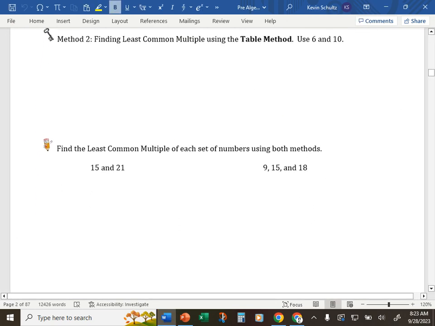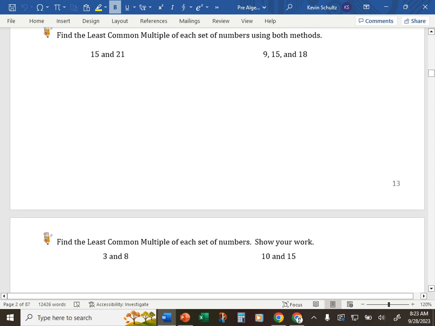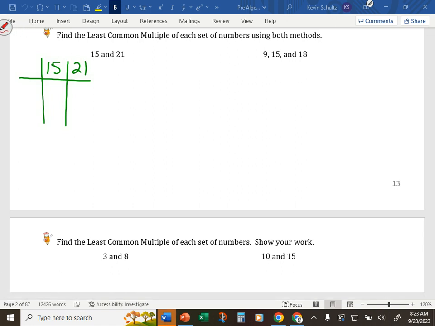Don't pack up yet. We're not quite done. We've got 7 minutes left. Doesn't look like we'll be called for pictures quite yet. So here we go. Looking at 15 and 21. Let's do the table method first. Write our 15. Write our 21. Make our table. What is a common factor between 15 and 21? 3. 3 divided by 3. So that goes there. We divide 15 by 3, divide 21 by 3, and we get 5 and 7.